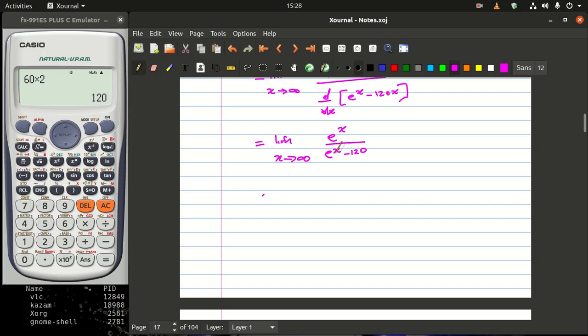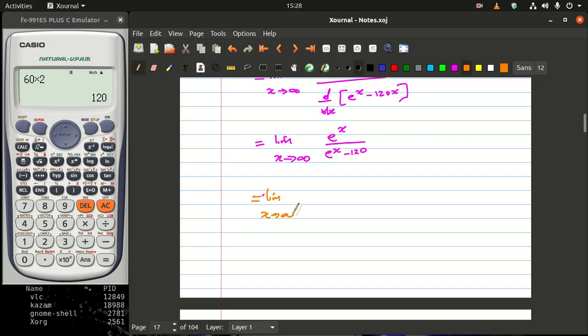And when I'm plugging here, I will get infinity. And this one is actually increasing faster than that, which means that this one here is going to be leading. So we're having infinity over infinity. So let us take the derivative for L'Hopital's rule for the last time.